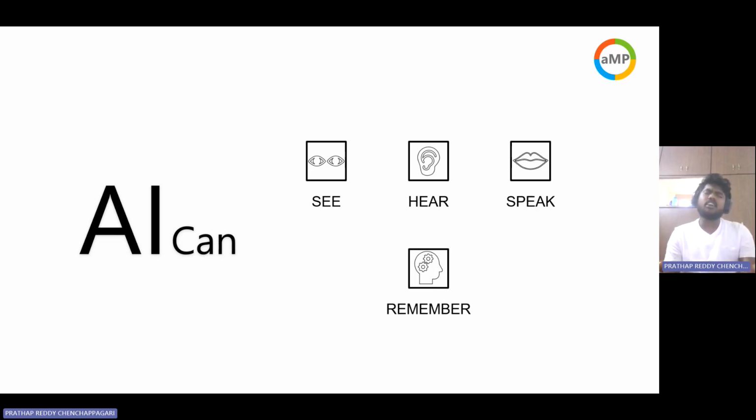So we have a lot of examples for this, but I just gave one sample example. Like that, AI is able to see, hear, speak and remember. These are all the things that we actually do.